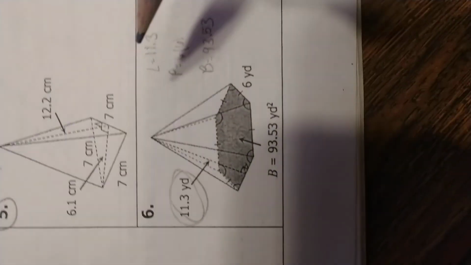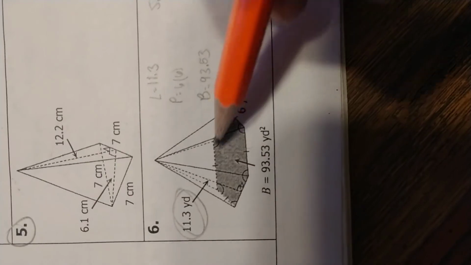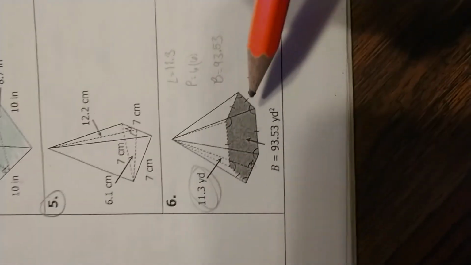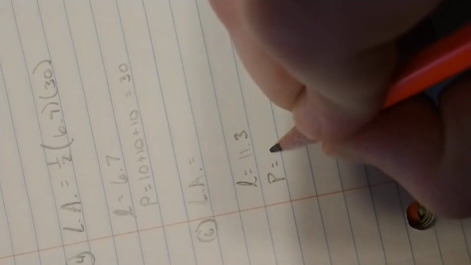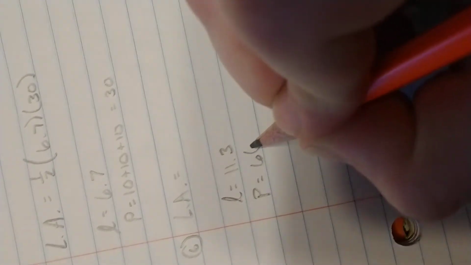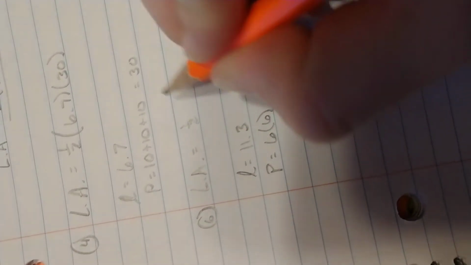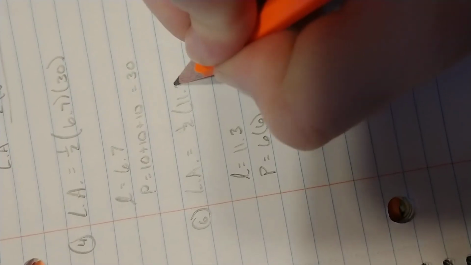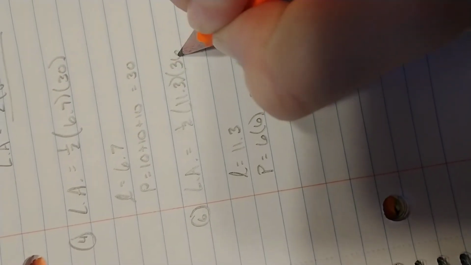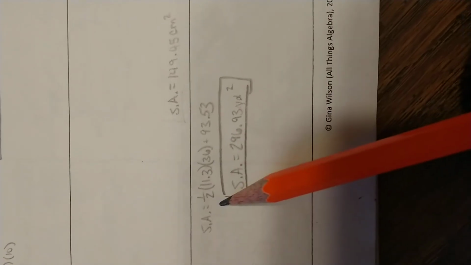The perimeter of your base, this is a hexagon, right? 1, 2, 3, 4, 5, 6. You've got 6 sides, and each side is 6 yards. So, I mean, you could write out 6 plus 6 plus 6 if you really wanted to, and so on. I'm just going to do 6 times 6, which gives you 36. So the lateral area is 1/2 times 11.3 times 36. And again, I have that written out in my surface area formula. You can find the value if you want.